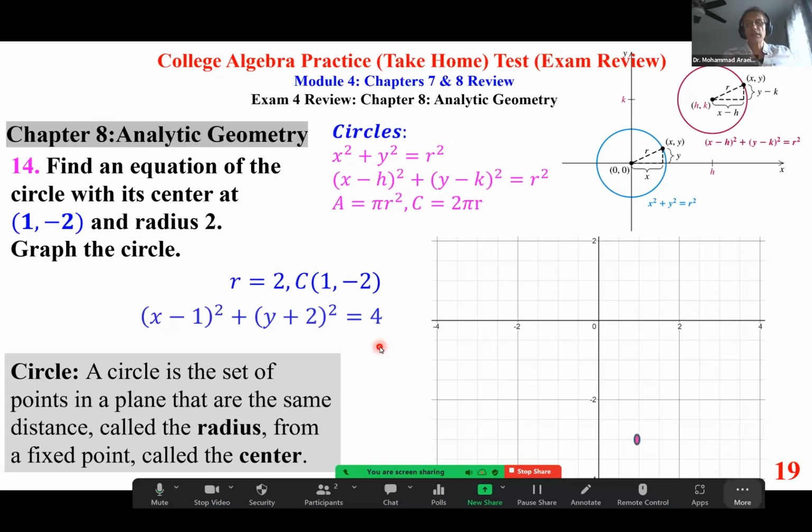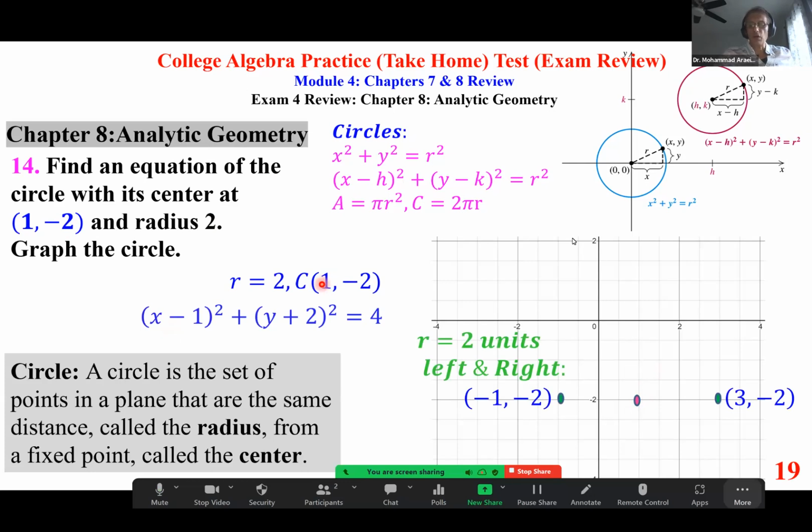So let's plot the center, located 1 to the right, 2 down: (1, -2). And we're going to go r units, that means 2 units to the left and right. If you go to the left, that means subtract 2, you get -1. To the right, I will add to it, and we get those 2 points.